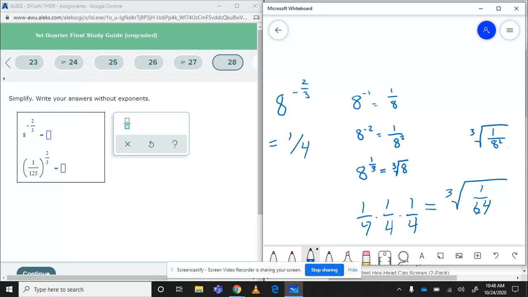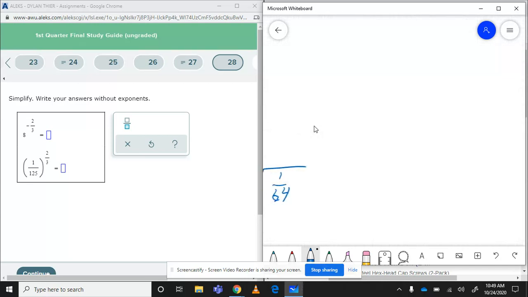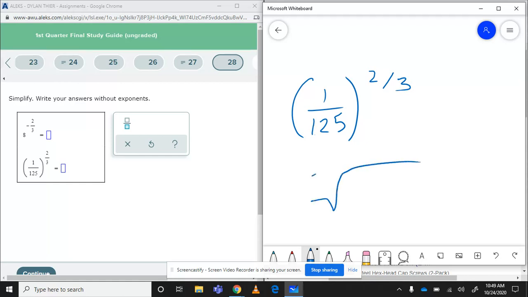Okay, our second question asks us to find something a little bit different. Asks us to find the value we get when we do 1 over 125 and we raise that to the 2/3 power. Okay, so keep in mind that the bottom of that fraction means that we're really looking for the cube root of 1 over 125 squared.